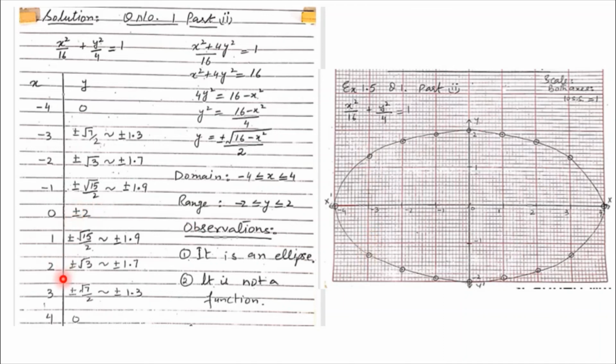Then at x equals 4 and x equals minus 4, the values of y are 0. So you can see at x equals 4, this is 0. At x equals minus 4, this is 0. Then join all these points by a smooth curve and you will get the graph. And what is our observation? It is an ellipse. It is not a function, and that's it.